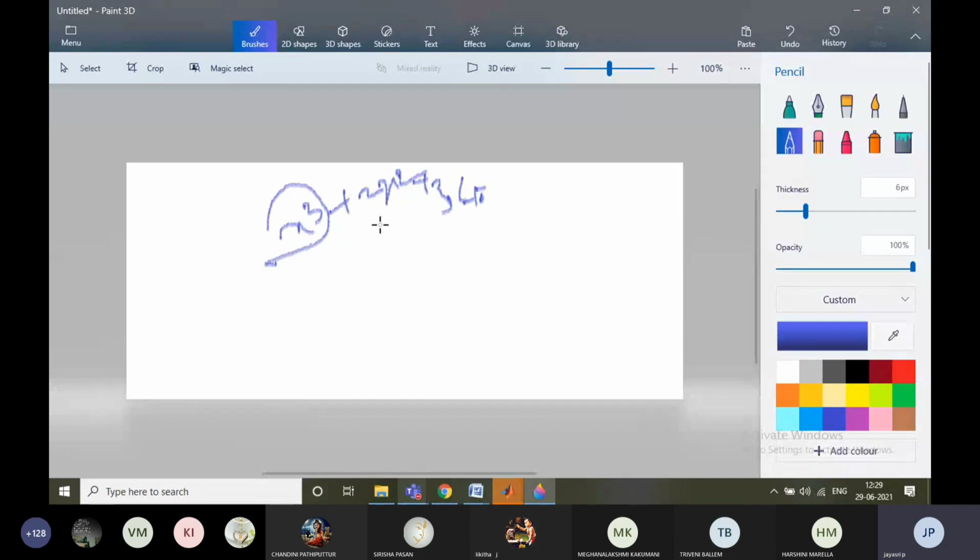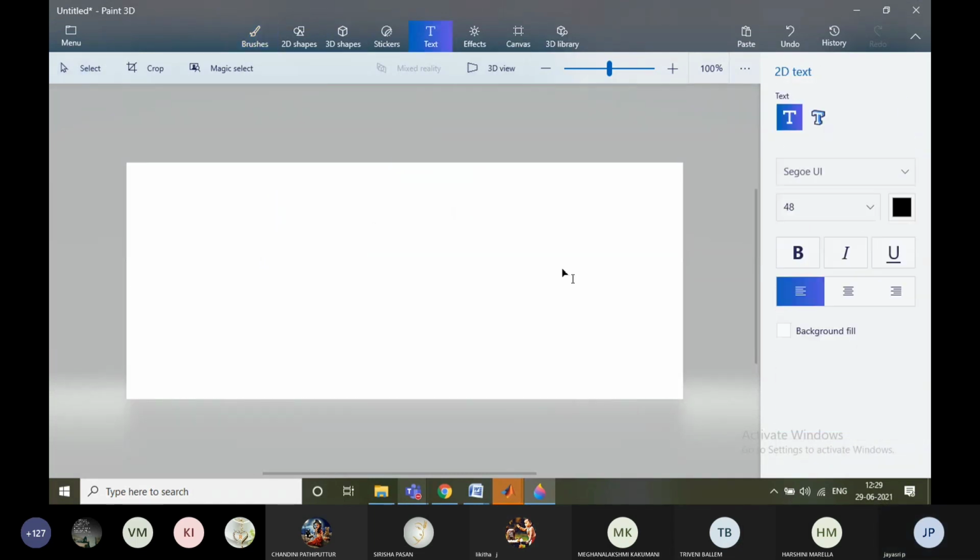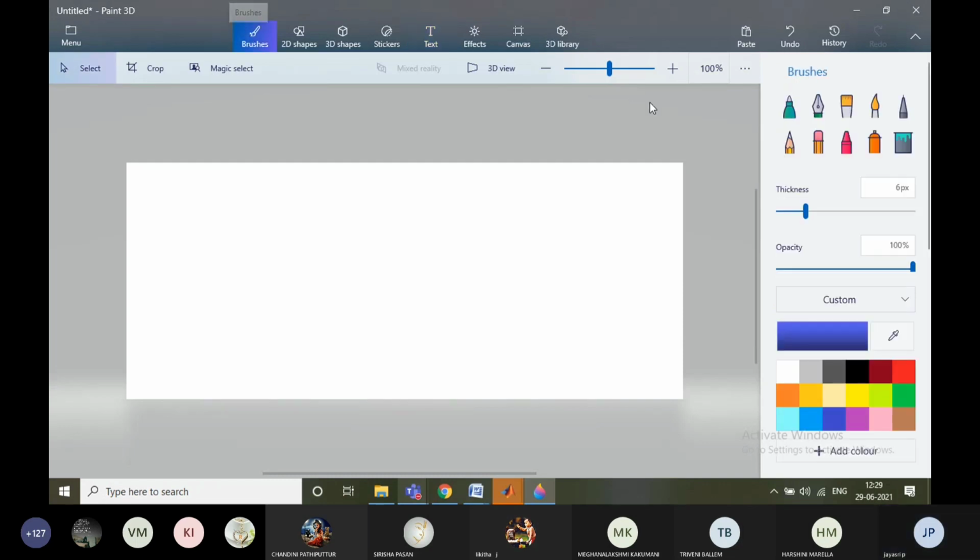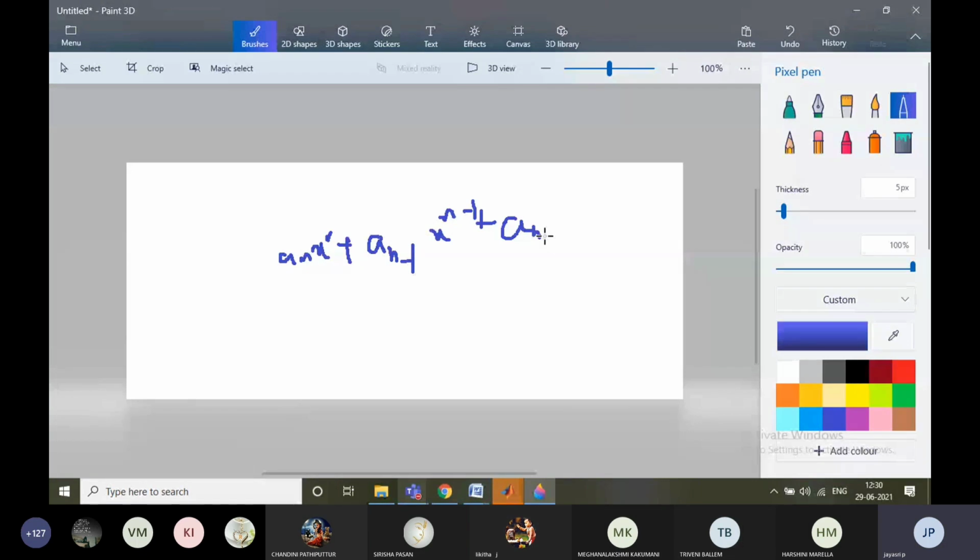When we go for a polynomial equation with more than three terms, it is treated as a general polynomial. It is represented like a n x power n plus a n minus 1 x power n minus 1 plus a n minus 2 x power n minus 2, and in such a way until you get a constant, equals 0. The polynomial expression will be of degree above 3.